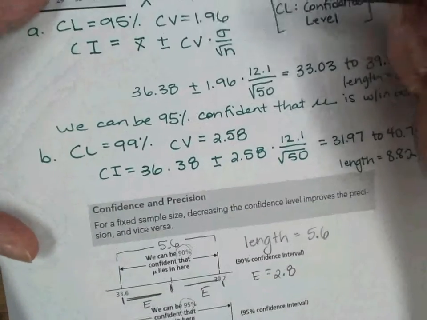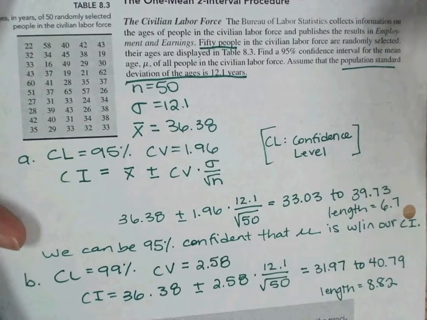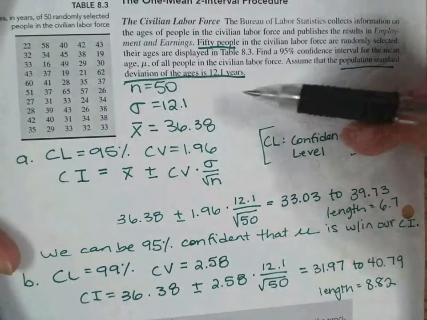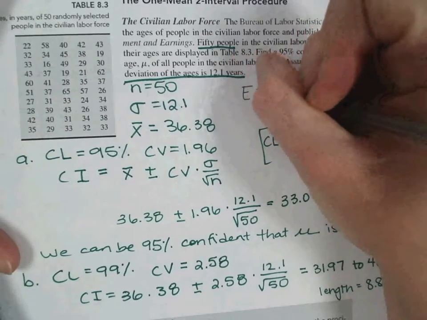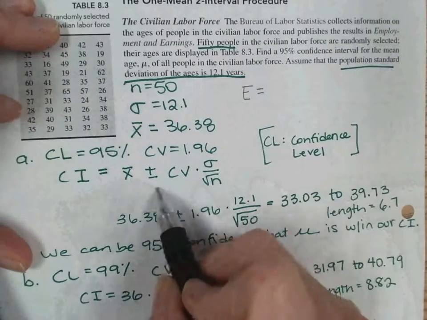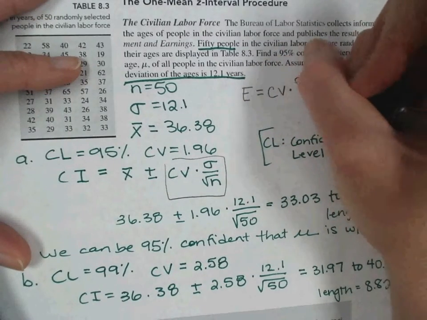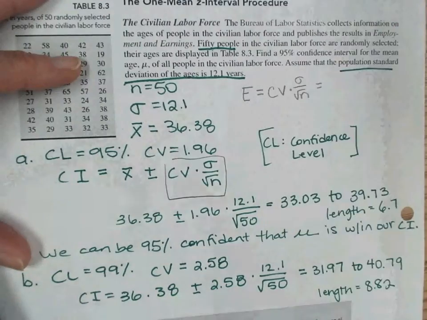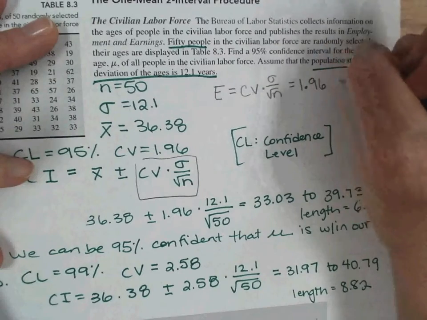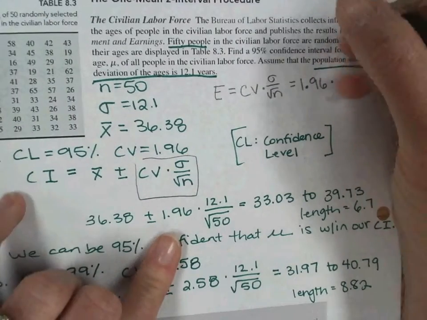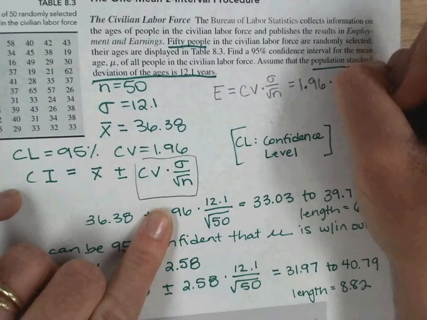So for our example here, if we were solely asked to find the margin of error, we could do that without calculating the entire confidence interval. We could do that by just simply calculating, since we know the formula is this piece right here of the confidence interval formula, critical value times sigma over radical n. Our critical value here for a 95% confidence level is 1.96. Multiply that times our sigma over radical n, 12.1 over square root of 50.